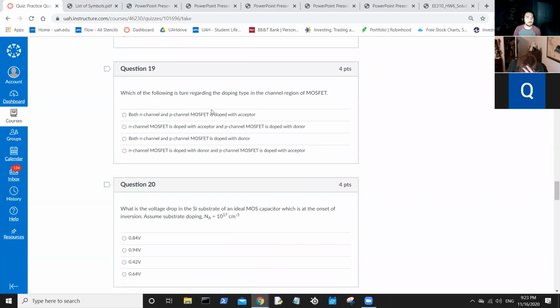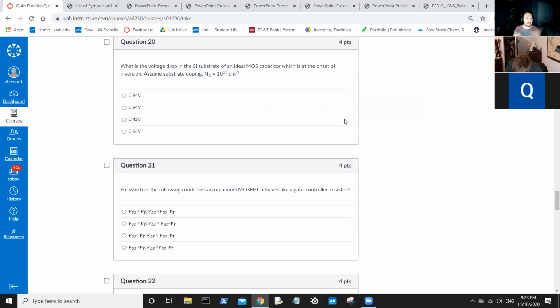Which of the following is true regarding the doping type in the channel region of the MOSFET? All right, so this is what I talked about earlier, where you need to remember that they're inverted. So N-channel MOSFET is doped with acceptor, and then P-channel MOSFET is doped with donor. So in this case, the answer is B, yes. That's just a fact recognition question.